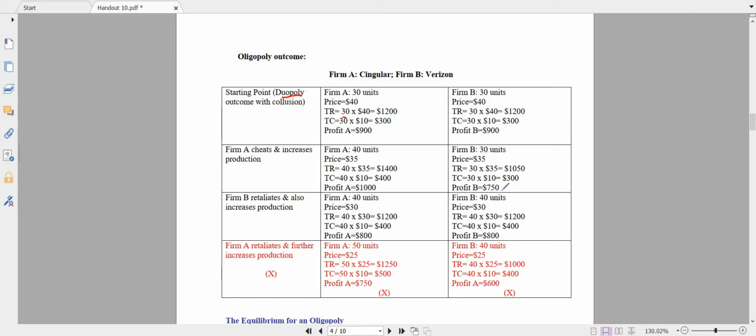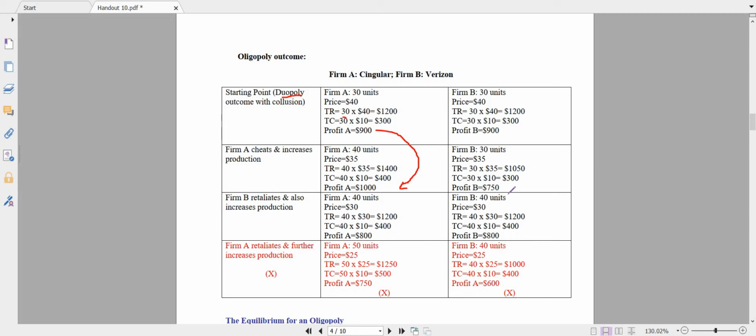Now, given this outcome, you can conclude that firm A will definitely have an incentive to cheat, because if it cheats, it can actually increase its profit to 1,000. And of course, since party A is defecting, party B is going to lose out. As a result of the cheating done by firm A, firm B's profits are going to fall from 900 to $750.